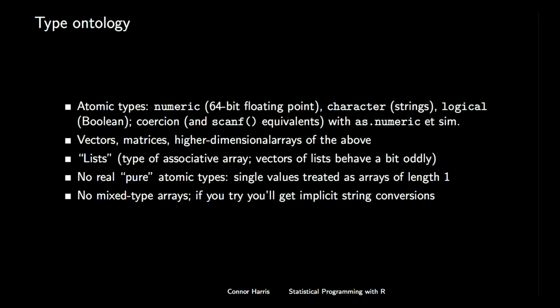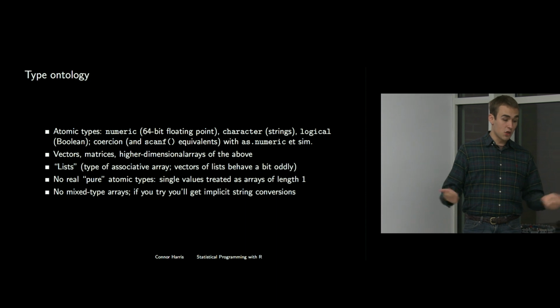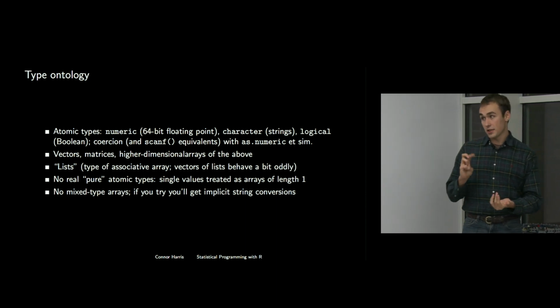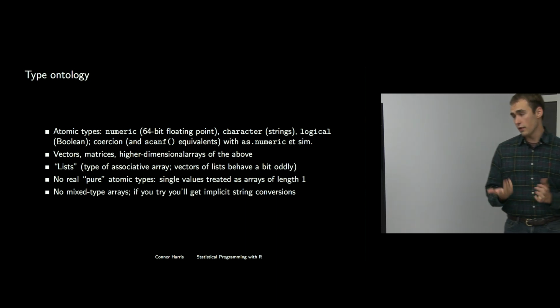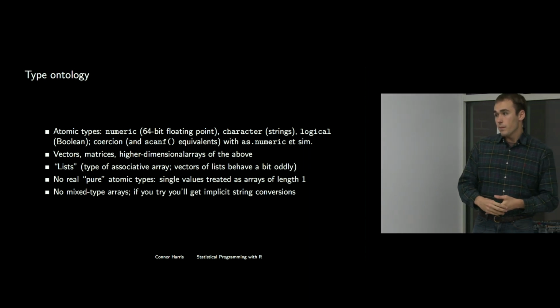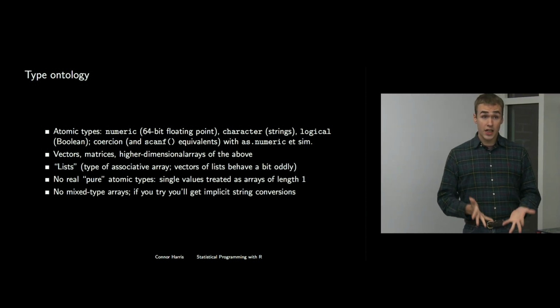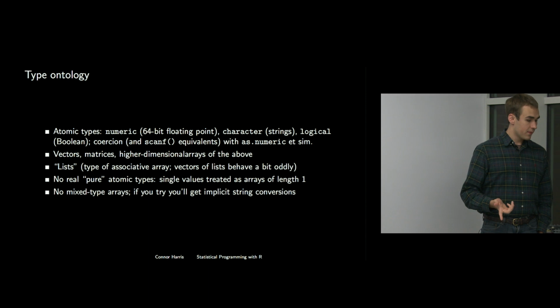And then there are vectors and matrices. Vectors are basically one-dimensional arrays. They're what we call arrays in C. Matrices are two-dimensional arrays, and there are higher-dimensional arrays too; you can have 3, 4, 5 dimensions or whatever, of numeric values, of strings, of logical values. You also have lists, which are a kind of associative array. I'll get into that in a bit.